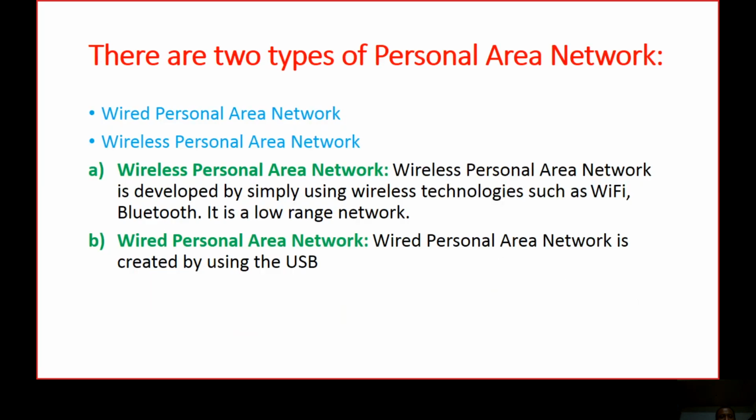So there are two types of personal area network. We have wired personal area network and wireless personal area network. A wireless personal area network is developed by simply using wireless technology such as Wi-Fi or Bluetooth. It is a low-range network. It can't exceed 10 meters. The wired personal area network uses what? The USB cable.